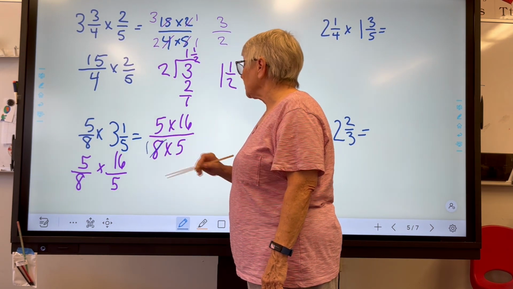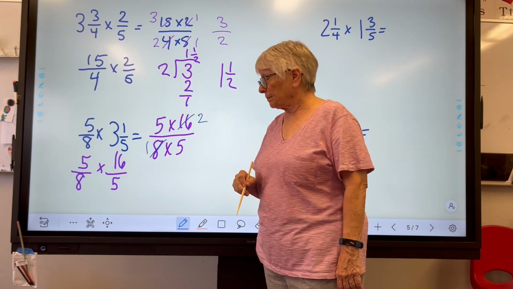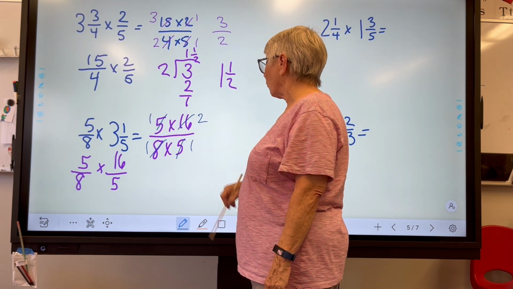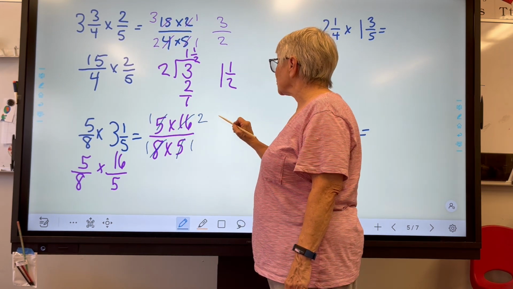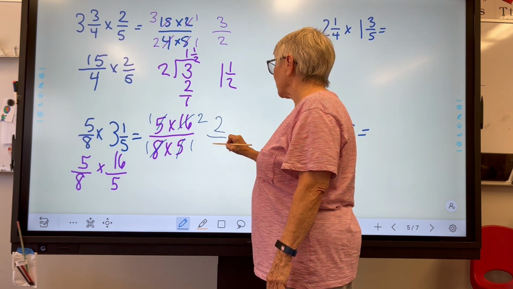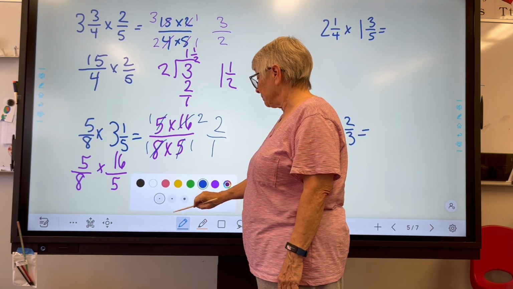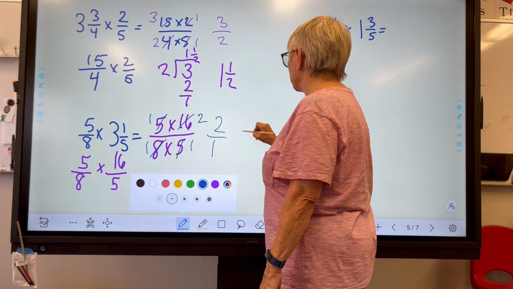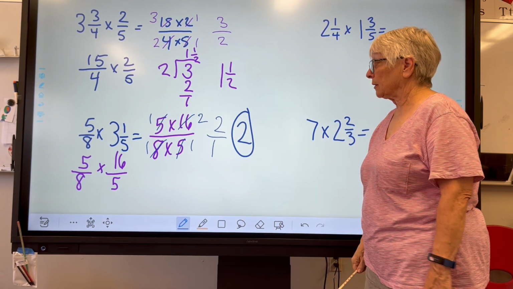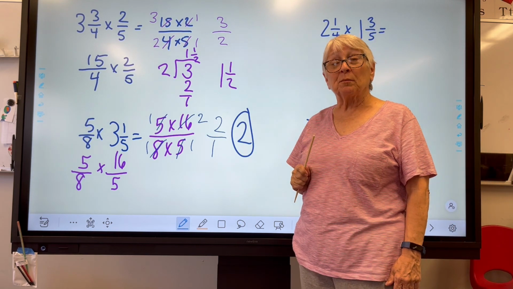8 goes into 8 one time. 8 goes into 16 two times. But 5 goes into 5 once, and 5 goes into 5 once. So we have 1 times 2 is 2, and 1 times 1 is 1. Well, 2 divided by 1 is just 2. So the answer to this one is 2. It's not a mixed number. It's a whole number, but it's an acceptable answer.